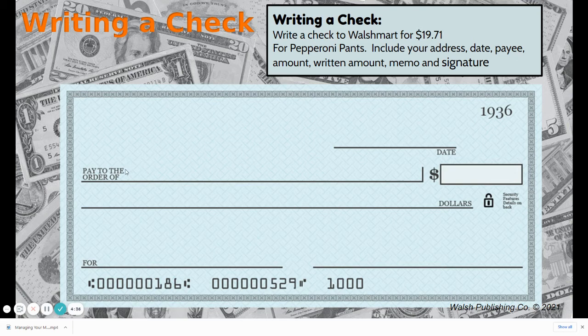The payee is who is getting this check. Remember, that's going to Walsh. How much? $19.71. What a great year. That was the year that Ms. Walsh was born. And here you're going to write out the amount of money, $19.71, with your squiggle here. You're going to sign your check here, and of course for pepperoni pants, because that's the most popular item this year.